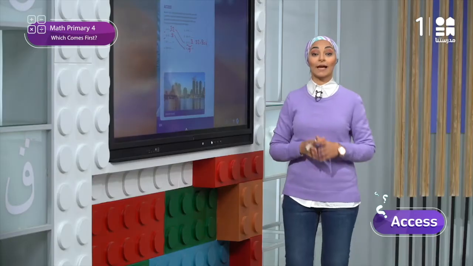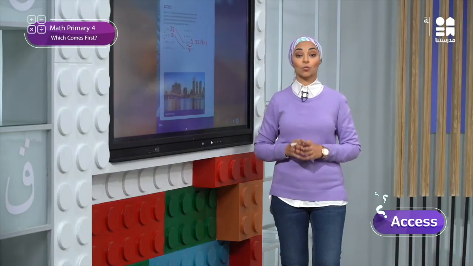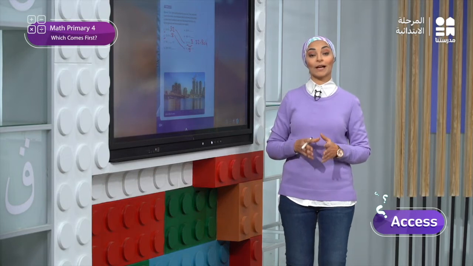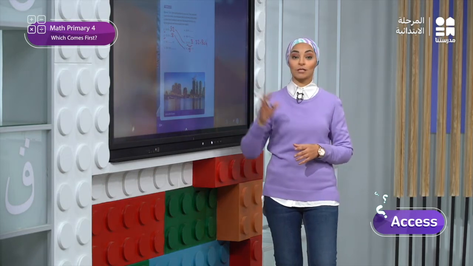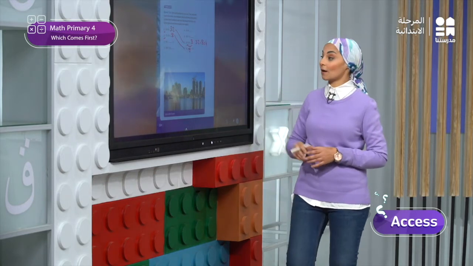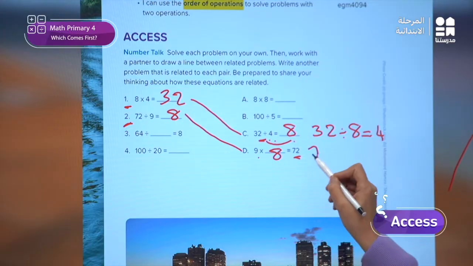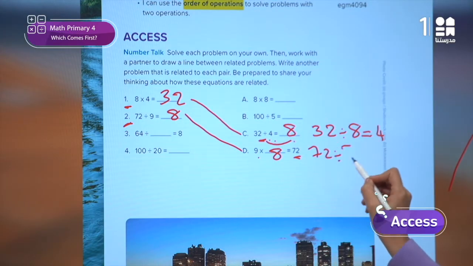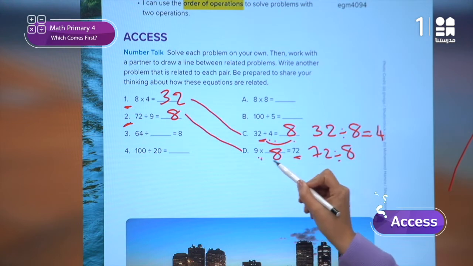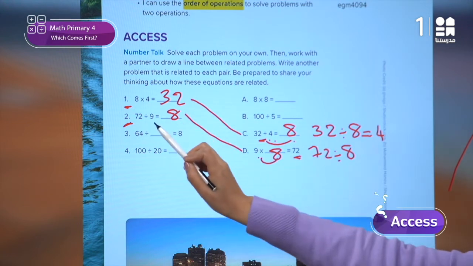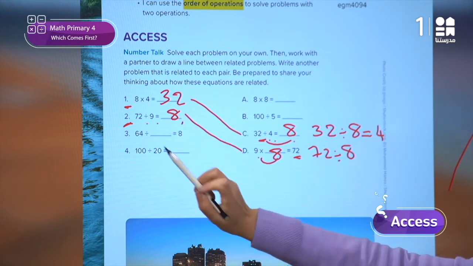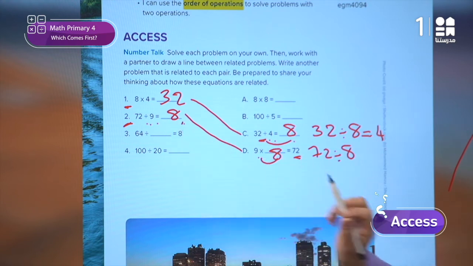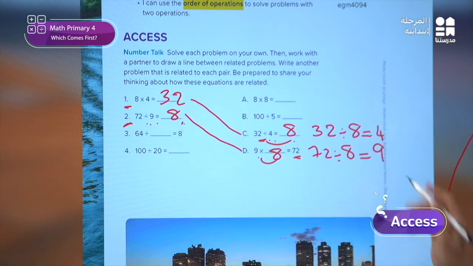Now you can write a division equation that would be related to this problem. I can write another problem related to this one, which is what? Yes, I can write 72 divided by 8, right? Here I write 9 times 8 equals 72, with 72 divided by 9 gives me 8, so 72 divided by 8 gives me 9, of course.